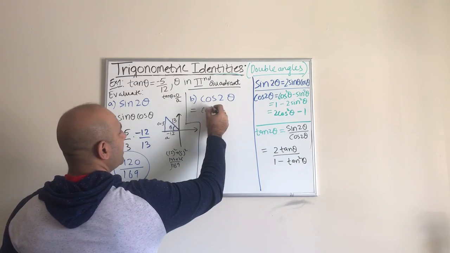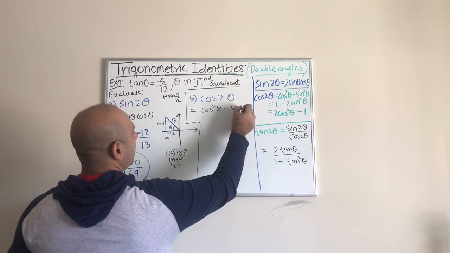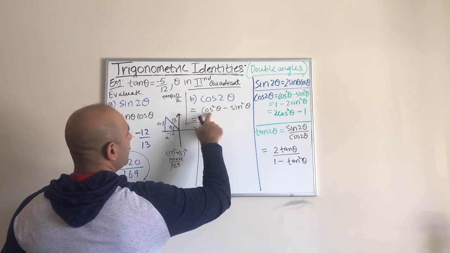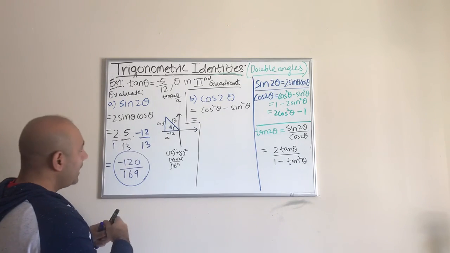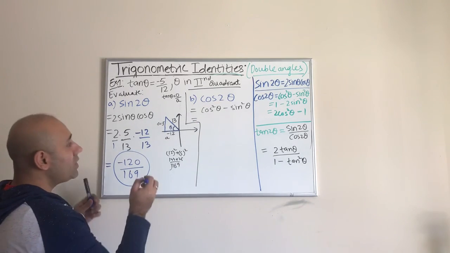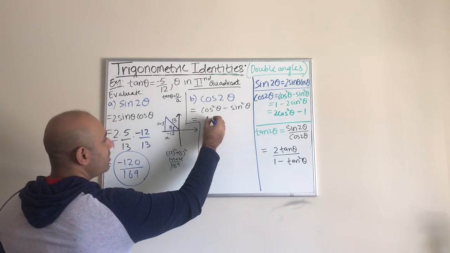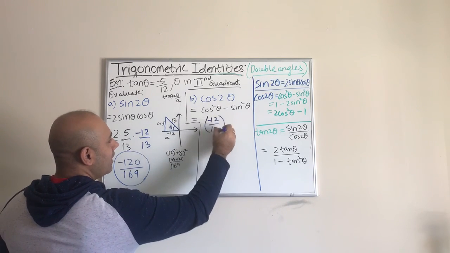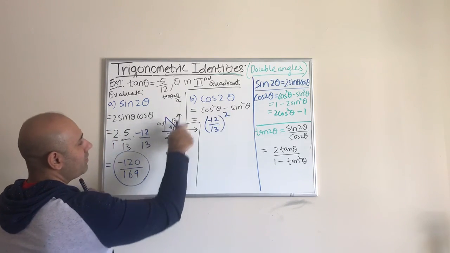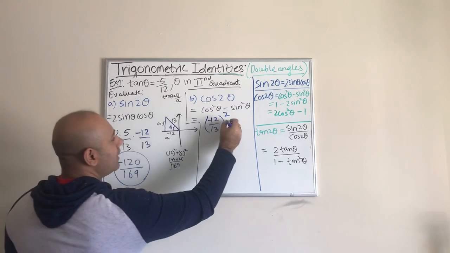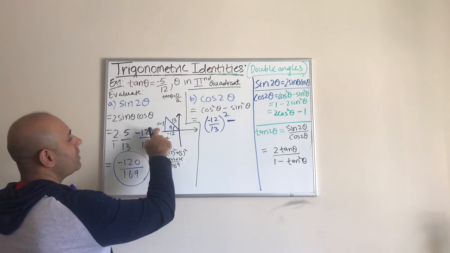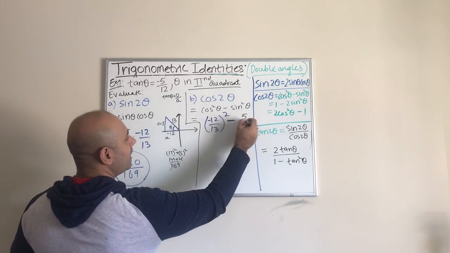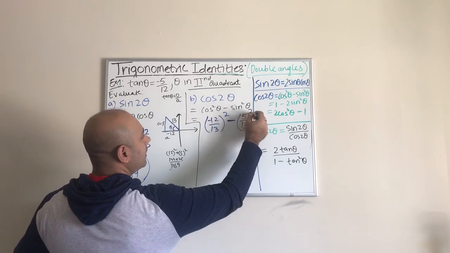So cosine squared theta minus sine squared theta. Cosine squared theta, I already have the value for cosine theta. Cosine theta is adjacent over hypotenuse, so negative 12 over 13, whole squared. Guys, I'm still looking at this reference triangle. Minus sine squared theta. What is sine theta? Sine is opposite over hypotenuse, 5 over 13, right? 5 over 13, whole squared.